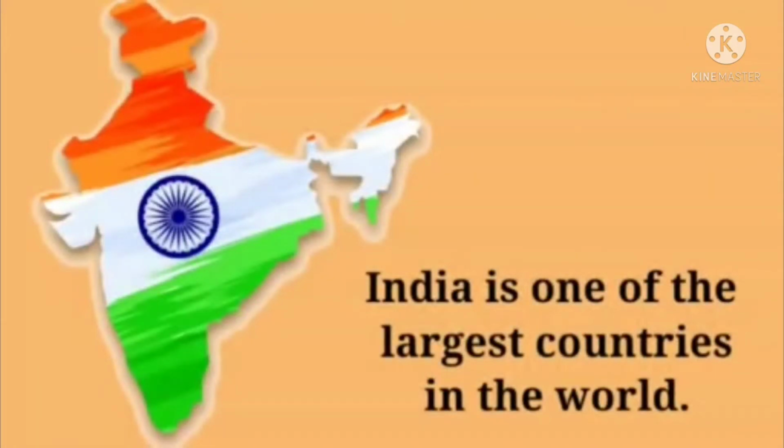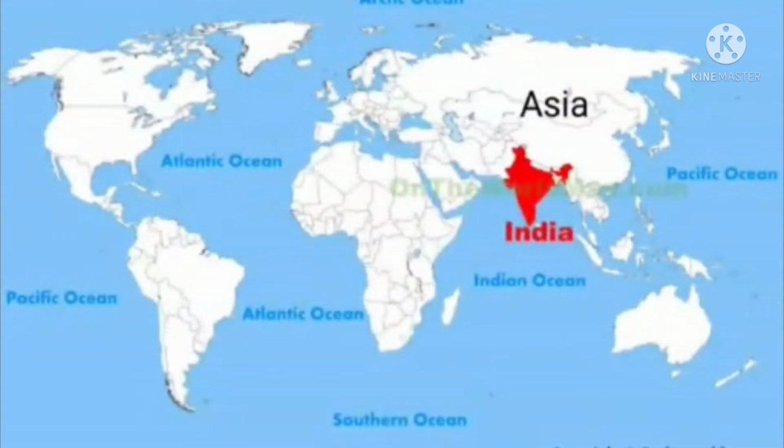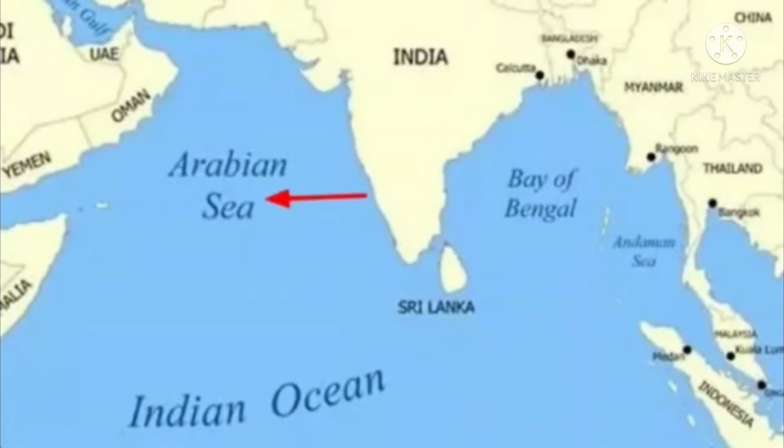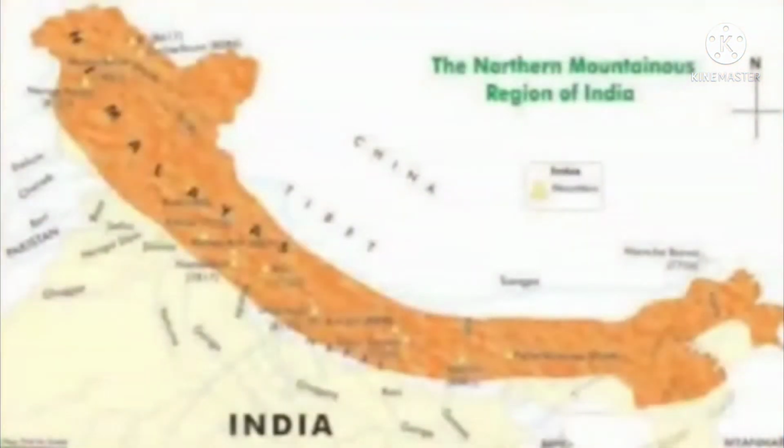The land in our country. India is one of the largest countries in the world. It lies in the southern part of Asia. India has ocean seas on three sides: the Arabian Sea on the west, the Bay of Bengal on the east, and the Indian Ocean on the south. On the northern side, it has high mountains.